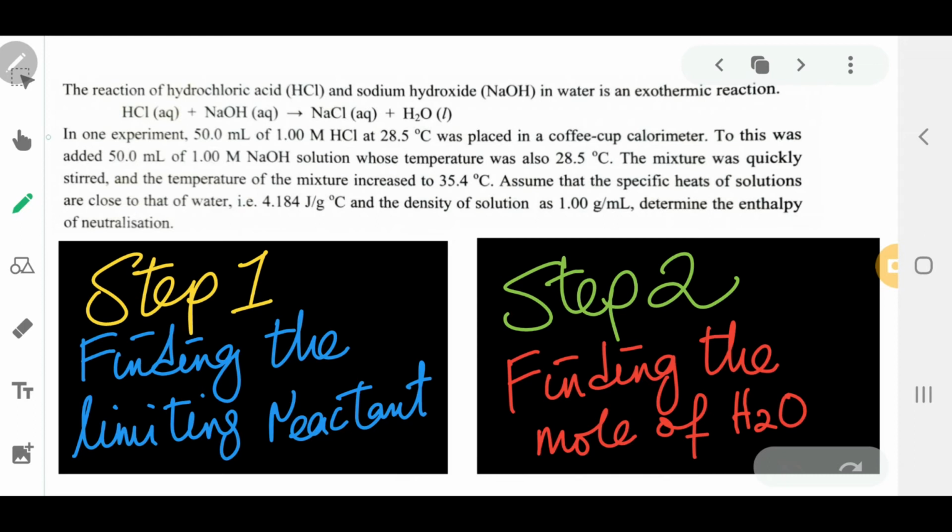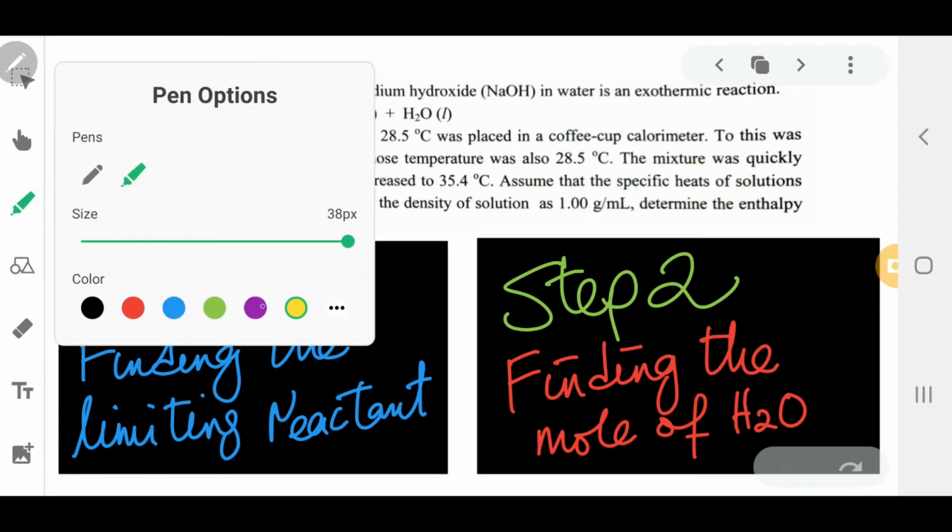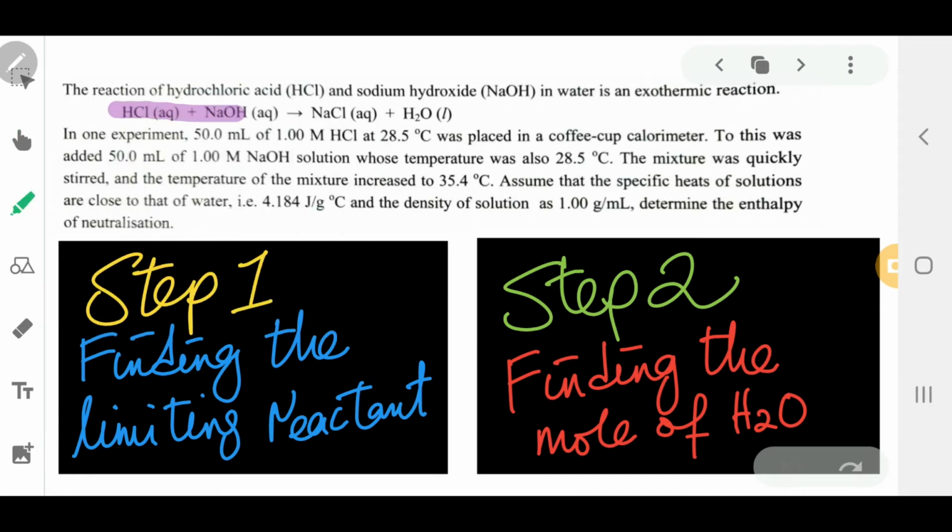So let's have a look at another question on neutralization. Right here in front of your screen, as you can see, the question already gives you the balanced equation. Therefore, we don't have to do that anymore. So for this bit over here, you will not get any mark because the question has given it to you. So step 1 would be for us to find the limiting reactant.